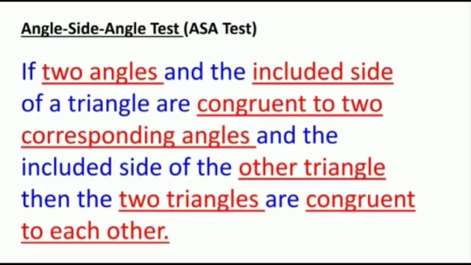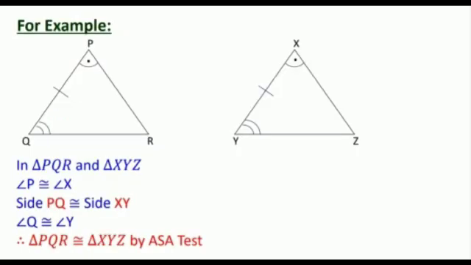Let's see the example for angle side angle test, that is ASA test. Now in triangle PQR and triangle XYZ, angle P is congruent to angle X, side PQ is congruent to side XY, angle Q is congruent to angle Y. So we can say that triangle PQR is congruent to triangle XYZ by ASA test.